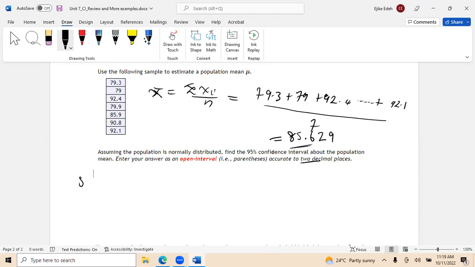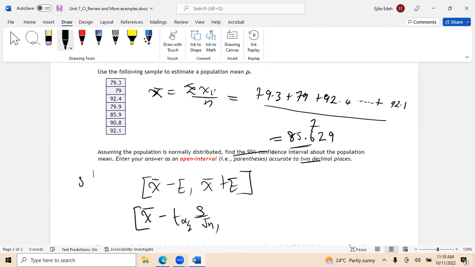So the final question here says calculate the confidence interval, right? And we know the confidence interval is just your data, the mean minus margin of error and the mean plus margin of error, right? But now we know this will be a t, so if we expand this formula, we have mean minus t alpha over 2 times sample standard deviation divided by square root of n as the lower bound, and the upper bound will be the mean plus t alpha over 2 times sample standard deviation divided by square root of n. This will be upper one.